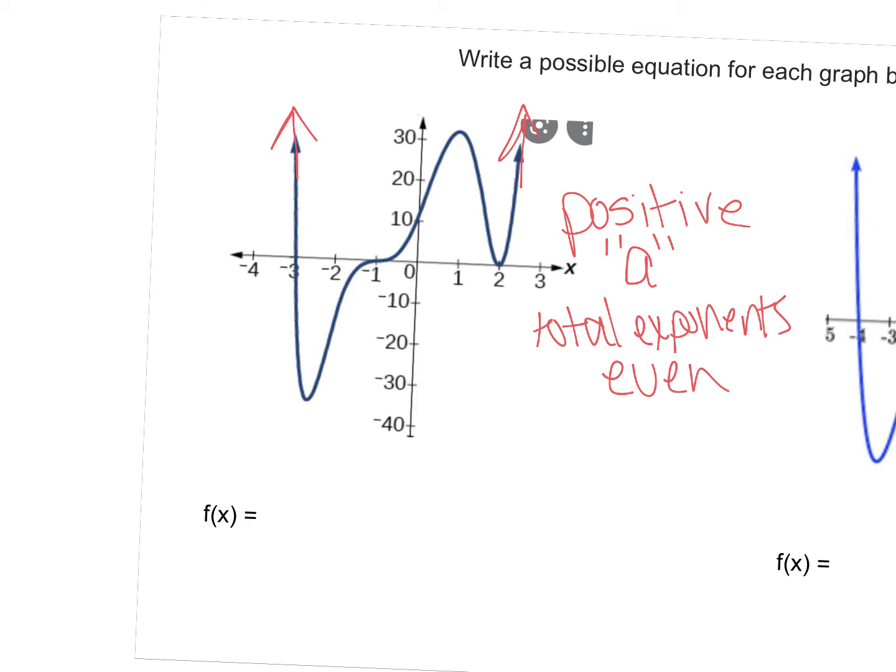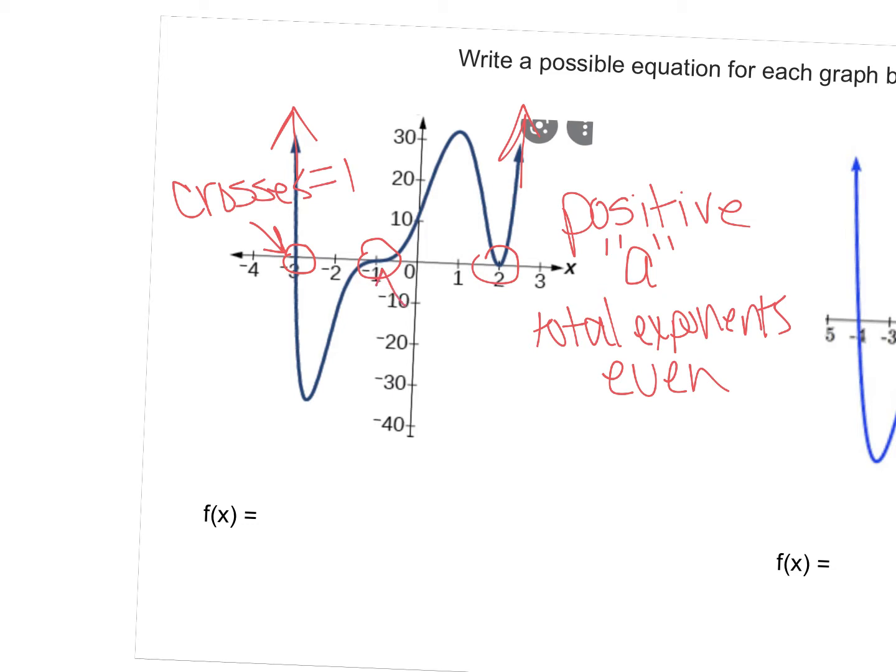The second thing that I notice is that I have things happening on the x-axis at -3, -1, and +2. So when I go to write my equation, I need to think about the multiplicity at each of those places. So if I look first at -3, I notice that at -3, it crosses the x-axis. And if you think back to what that means, if it crosses the x-axis, that means my multiplicity, my exponent, is going to equal 1.